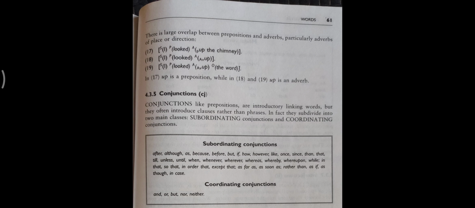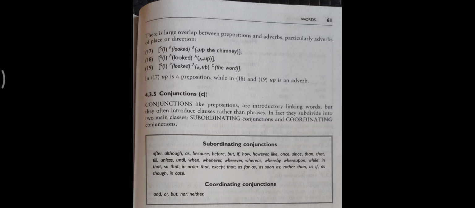Subordinating conjunctions are after, although, as, because, before. Coordinating conjunctions are coordinators, or conjoining, meaning joining. So they are and, or, but, neither, nor. So these are the coordinators that we see, while subordinators express subordination to what has been earlier expressed.